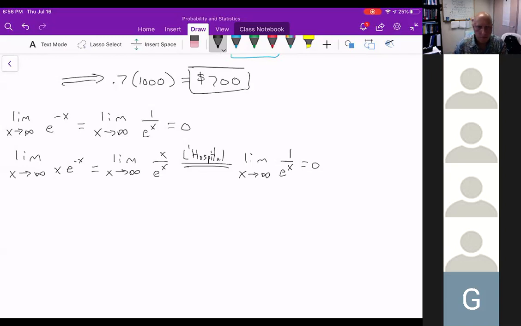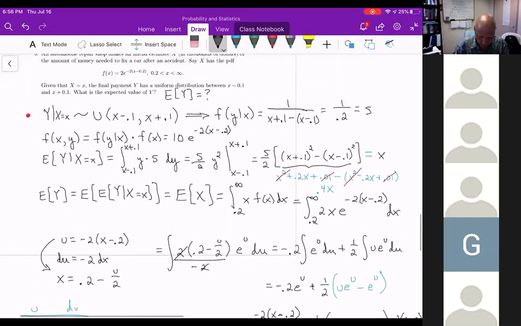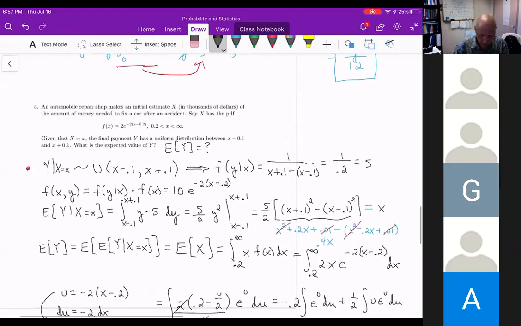Wait, so this problem was y given x is equal to x. The big X is a random variable? Yeah. Every capital letter in this course, Sydney, will represent a random variable.